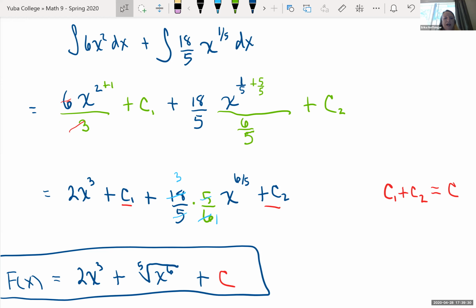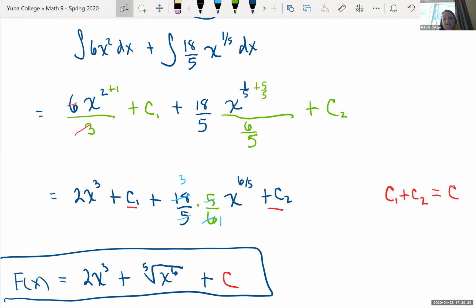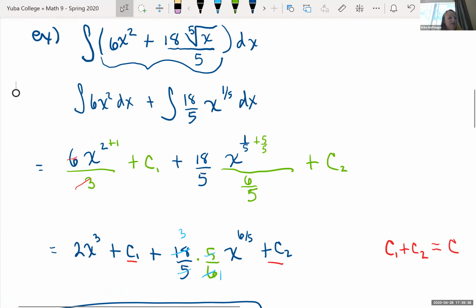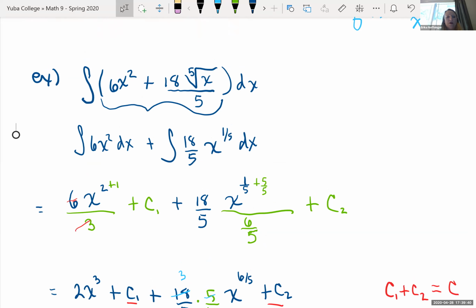So you can always check your work by taking the derivative of your antiderivative. And if you do that, you should get back, going back to your original problem, you should get this piece in here. And this is called our integrand.